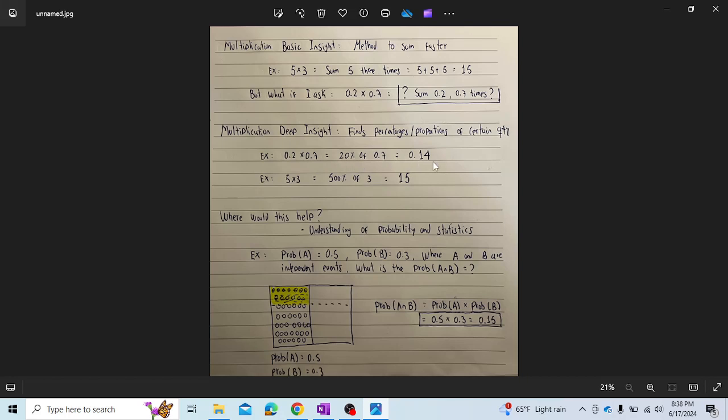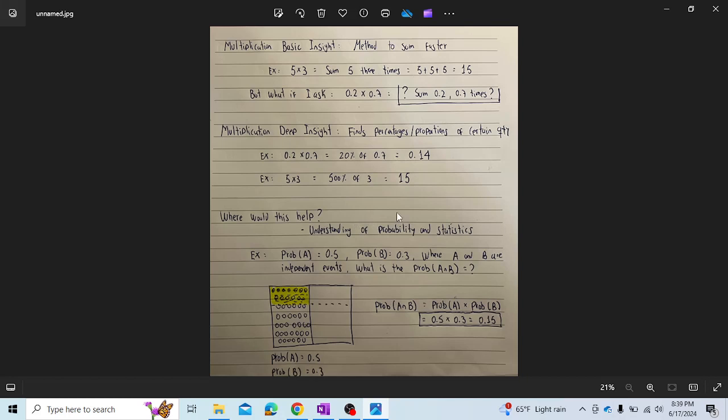0.14, right? And the reason why this is more logical is because when you think about summing something, you're expecting the result to go up, right? But this doesn't happen with proportions. I mean, with decimals, because you are actually finding the fraction of a number or the fraction of a quantity, right? So that's why I like this way better. And this also applies for whole numbers, right? 5 times 3 is what is the 500% of 3.